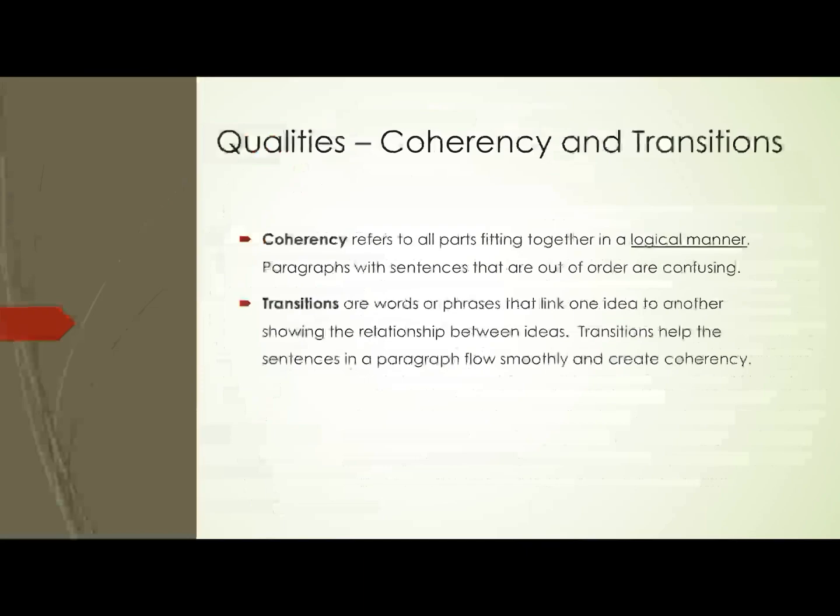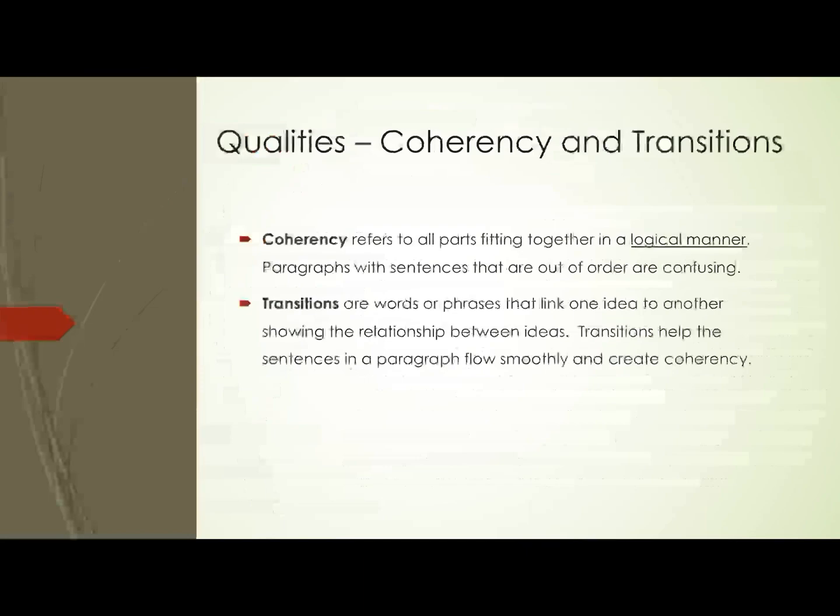Finally, we need to talk about the last 2 qualities of a proper paragraph, and those are coherency and transitions. Coherency, although it might be an unfamiliar word, simply means that all the parts fit together in a logical manner, meaning all of the sentences work together. They're in a logical order as we read through the paragraph. Paragraphs with sentences that are out of order are confusing and hard to read. Transitions help us with coherency. Those are words or phrases that link one idea to another, showing the relationship between ideas.